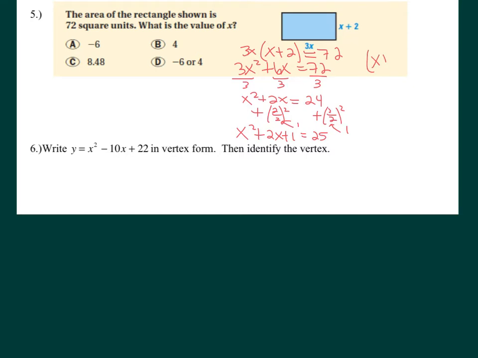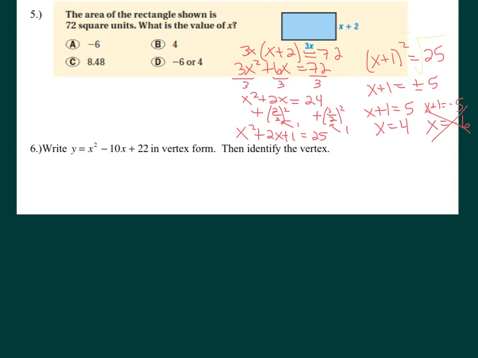So we can factor that into x plus 1 quantity squared equals 25. And we can solve with square roots. So we take the square root of each side. We get x plus 1 equals plus or minus 5. So we have two equations to solve. x plus 1 equals 5. x plus 1 equals negative 5. So x could equal 4 or negative 6, but because we're talking about the length of a rectangle, the negative 6 just doesn't make any sense.